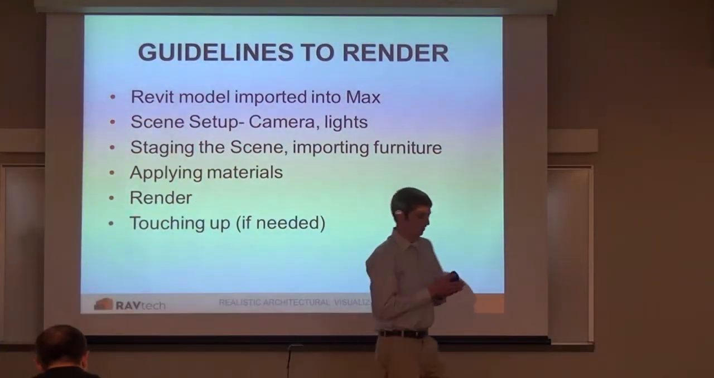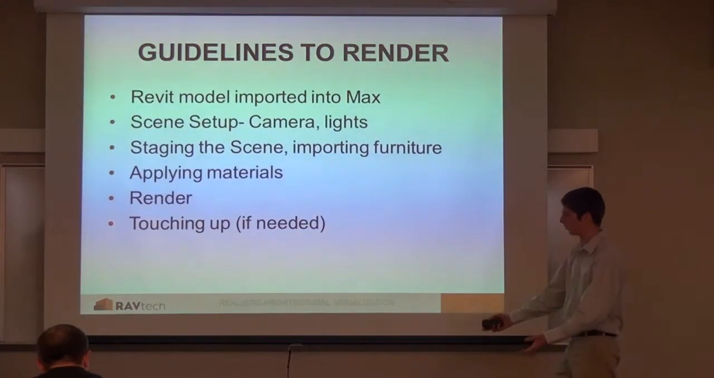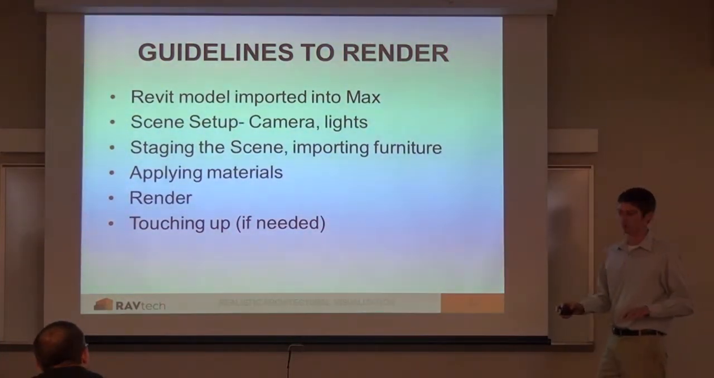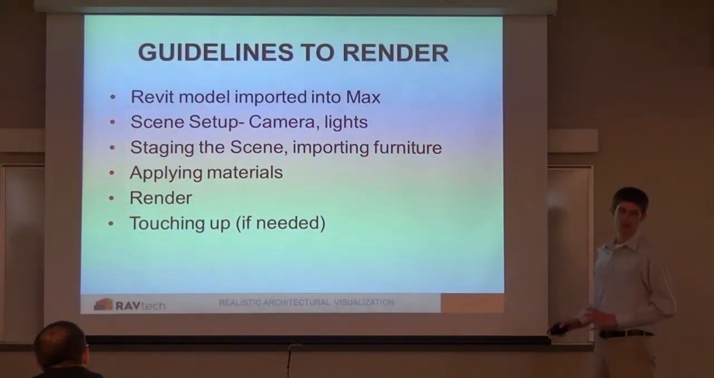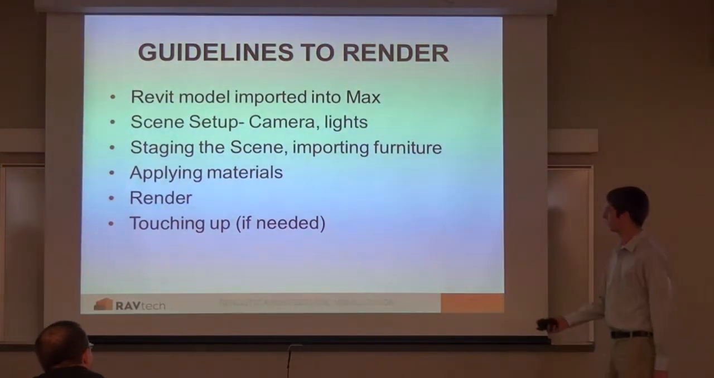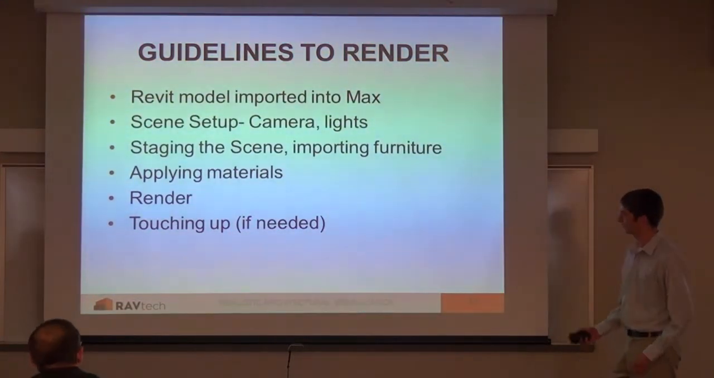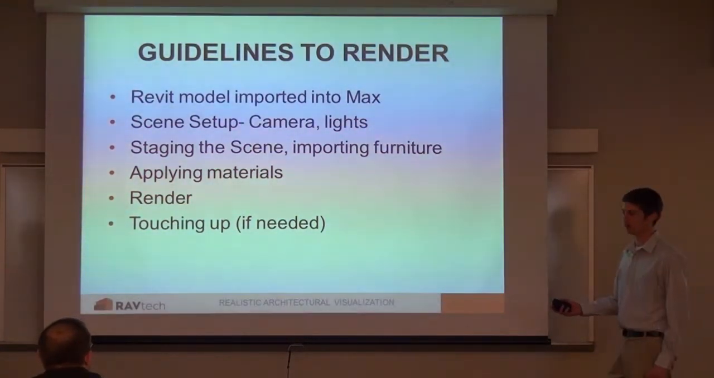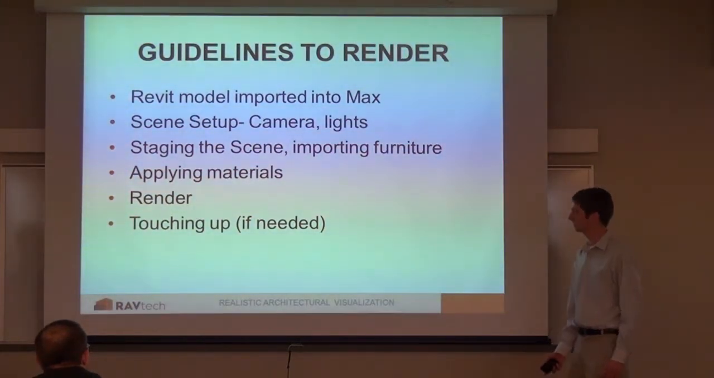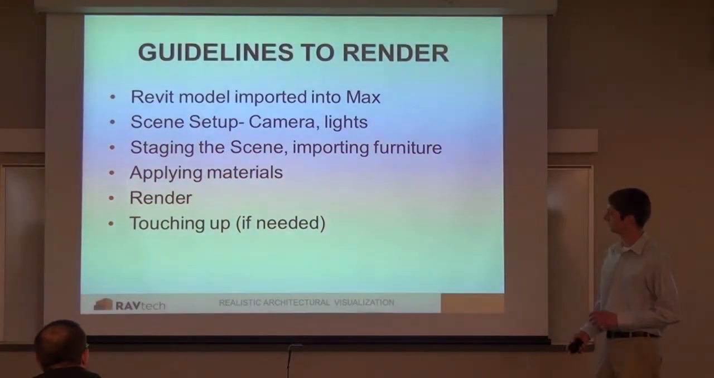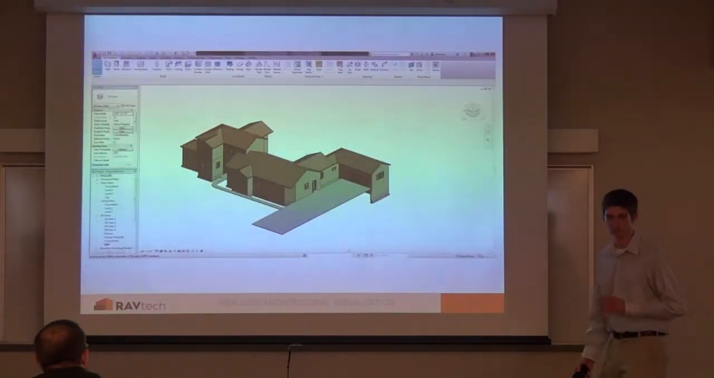All right. So from working through this process throughout the semester, we came up with the guidelines that we felt are what you need to know if you're going from Revit into Max for renderings, which, as you can see right here on paper, is actually not that hard once you figure it out. You're going to start with your Revit model, import it into 3ds Max, set up the scene with your cameras and lights, stage the scene with furniture and materials, apply the materials, render it, and then if necessary, touch it up.